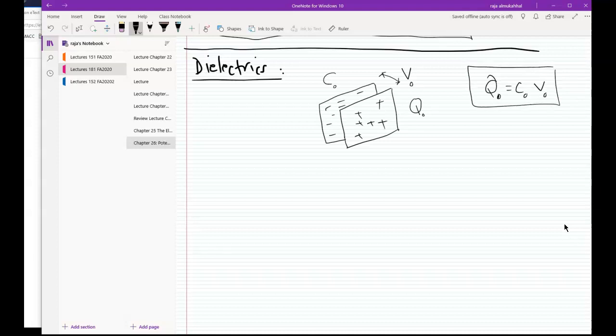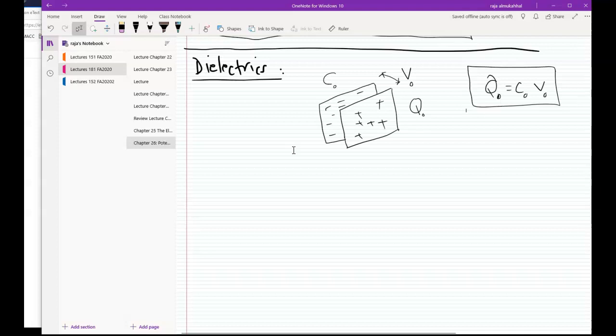The capacitance is the ratio of the charge to the voltage. Now, here's what I'm going to do. I'm going to insert an insulating material between the plates. This insulating material could be glass, oil, paper, plastic, whatever. Any of those insulating materials, we call them the dielectric. So the dielectric is an insulating material that you insert in a capacitor. Again, I'll tell you what that means in a second. But that's an insulating material.